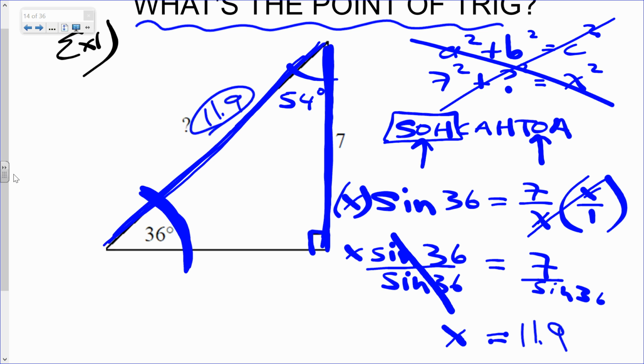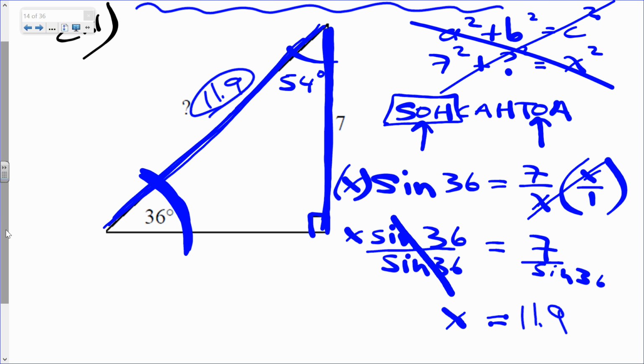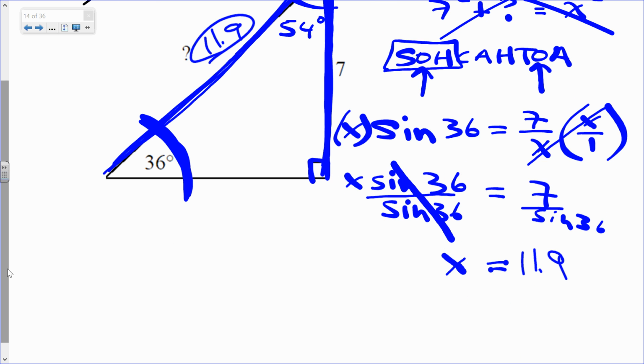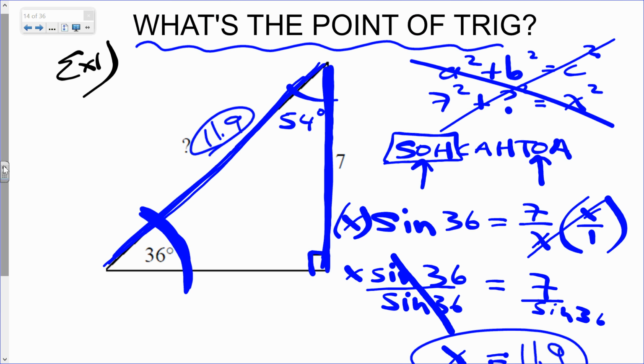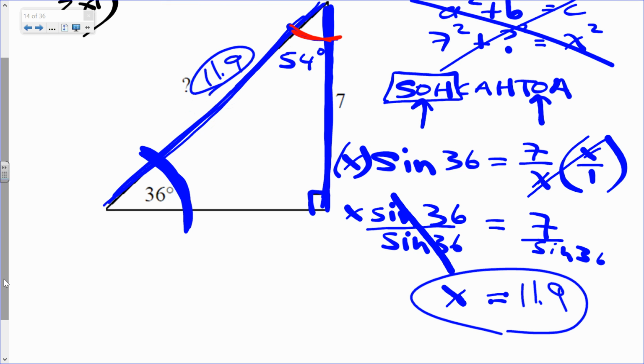So coming back over here, we're able to solve for x. Thank you. So we're officially done with Example 1. What I want to do is solve for x again, but using the other acute angle of 54 degrees, just to show you that you still get the same answer no matter what acute angle you use. The first way we did it, we used the 36-degree angle. Now I'm going to use the 54-degree angle to solve for x again.